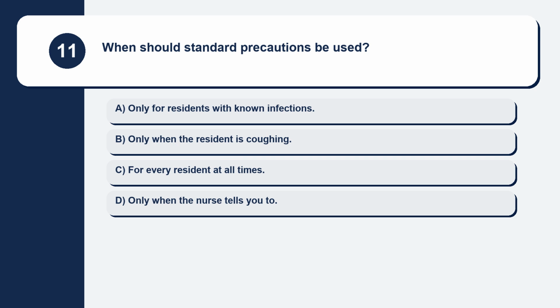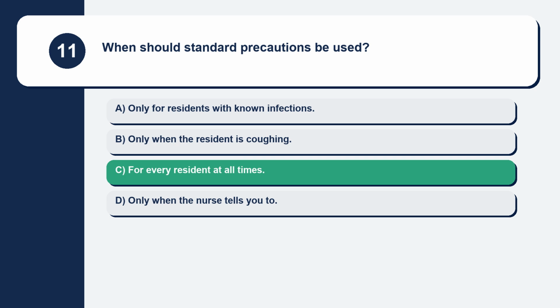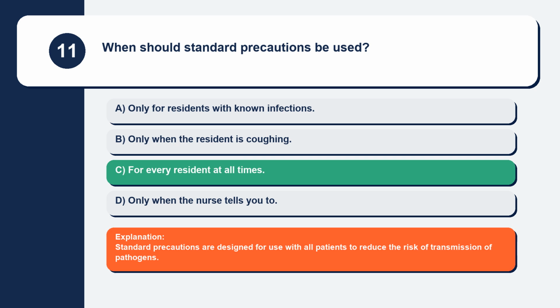Question 11. When should standard precautions be used? Only for residents with known infections, only when the resident is coughing, for every resident at all times, only when the nurse tells you to. Standard precautions are designed for use with all patients to reduce the risk of transmission of pathogens.